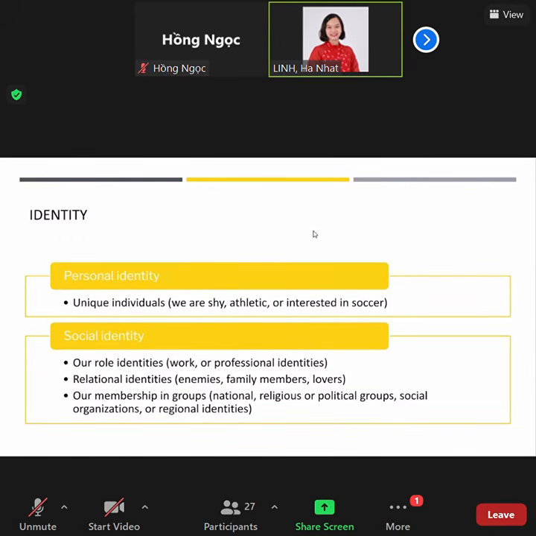Now, for personal identity, it means how we can define ourselves, how we are different from others, like unique individuals. Whether we are athletic or interested in soccer, we are totally different. And the larger part of identity is social identity, and then we have our own identities, relational identities, and our membership in groups identity. Okay.